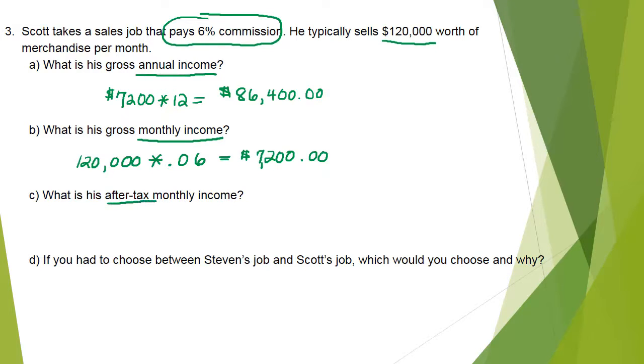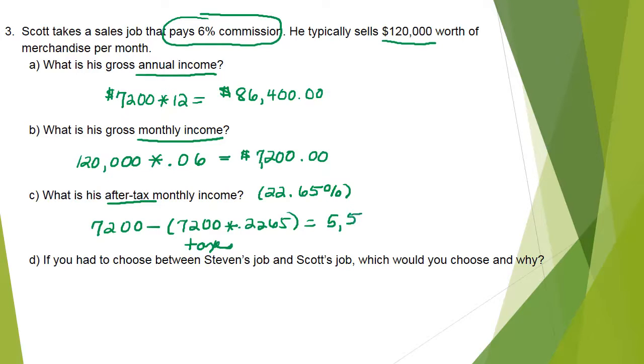Now for his after-tax monthly income, remember we're using the 22.65% taxes. So we're going to take that monthly income once again, pre-tax, minus our taxes, and our taxes are going to be $7,200 times 0.2265, converting that to a decimal. And this is going to give us our after-tax income, which is $5,569.20.